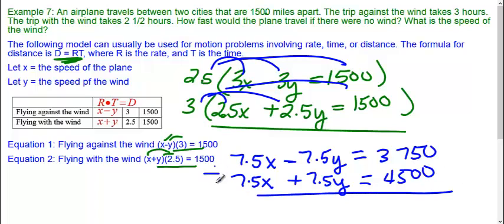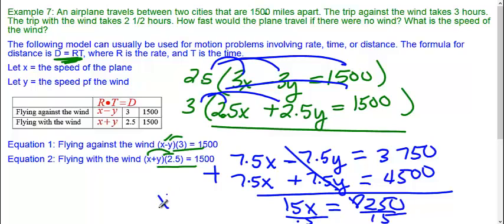Okay, so here we're adding. That's gone. 7.5x plus 7.5x is 15x. When I add these together, 3,750 plus 4,500, I get 8,250. And then I'm going to divide everything by 15. Therefore, my x, which represents the speed of the plane, is going to be 550.